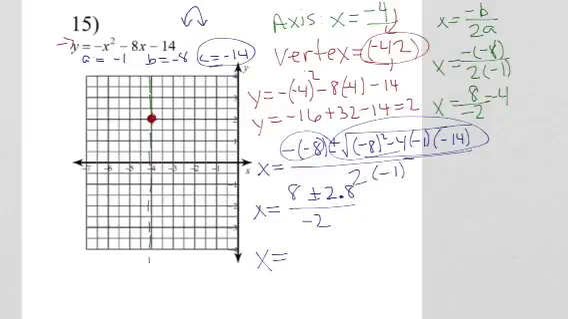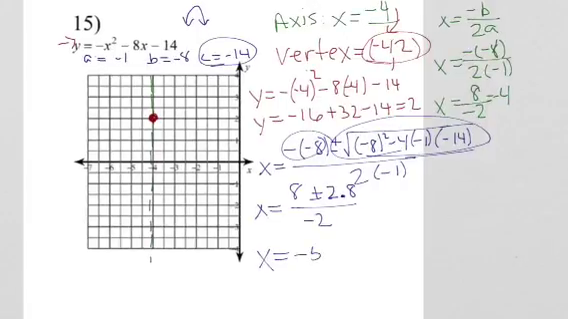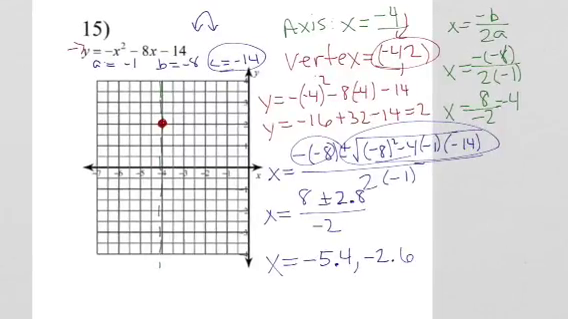So for my first answer, I will use the plus sign. 8 plus 2.8, which gives me 10.8, divided by -2, which will give me -5.4. Now my second answer, which comes from the minus sign, 8 minus 2.8, which is 5.2, divided by -2 makes -2.6. So I now have my two roots, -5.4, which is pretty close to -5.5, and -2.6, which is pretty close to -2.5, which is now enough information for me to draw my parabola.